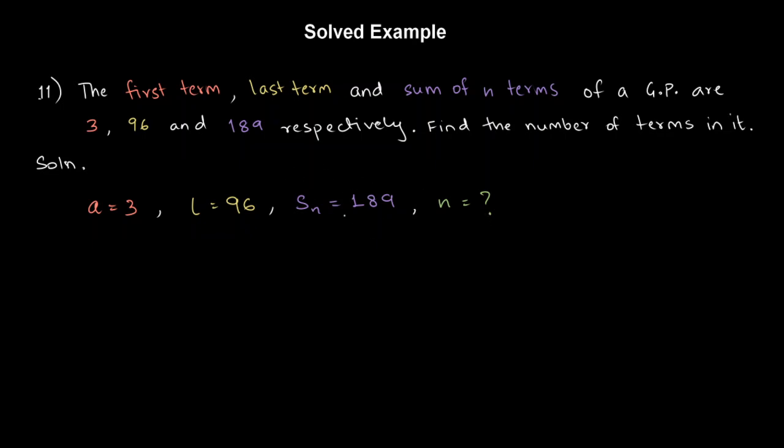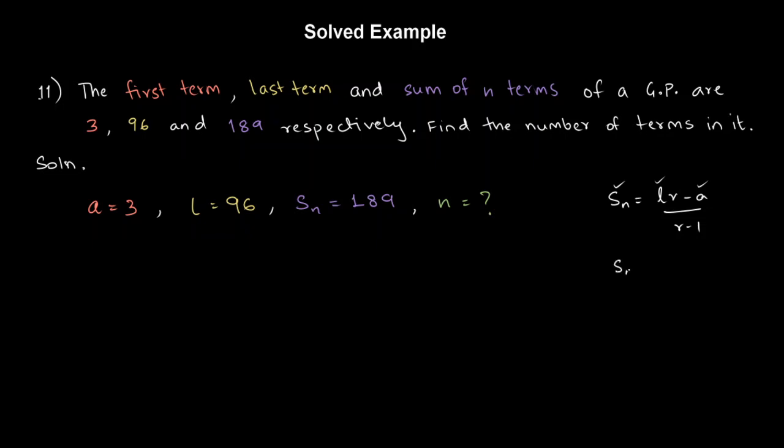So Sn is given, sum of n terms, and the last term is given to us, right? So if you think about the last term, the formula which relates the sum of n terms and the last term, so that was Sn. We don't know the value of r, so let's just assume it to be larger than 1. So I can say Sn is equal to L into r minus a upon r minus 1, right? Now Sn is given, L is given, a is given, r is unknown, but there is no n in this formula anyway, so I wouldn't have been able to find the value of n through that.